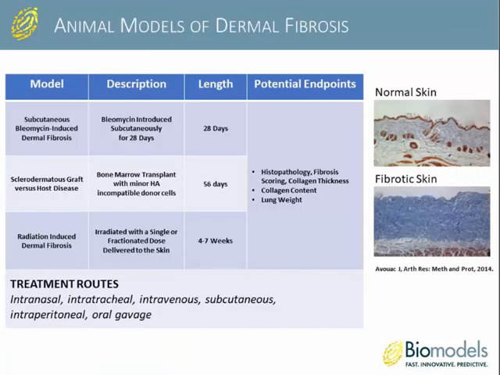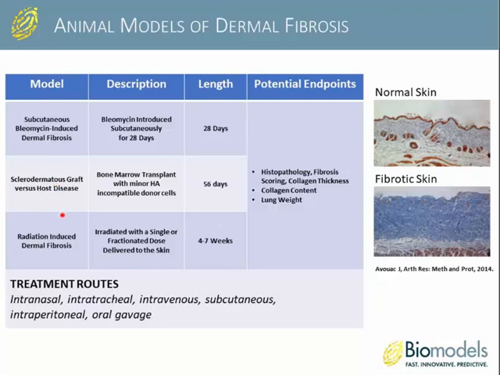So to review some of the models that we have for dermal fibrosis, one is a subcutaneous bleomycin-induced dermal fibrosis model. And in this model, bleomycin is injected subcutaneously for 28 days into the skin. And data from this model can be observed here from a publication in 2014. Here you see normal skin and then fibrotic skin that had bleomycin injected throughout the course of the study.